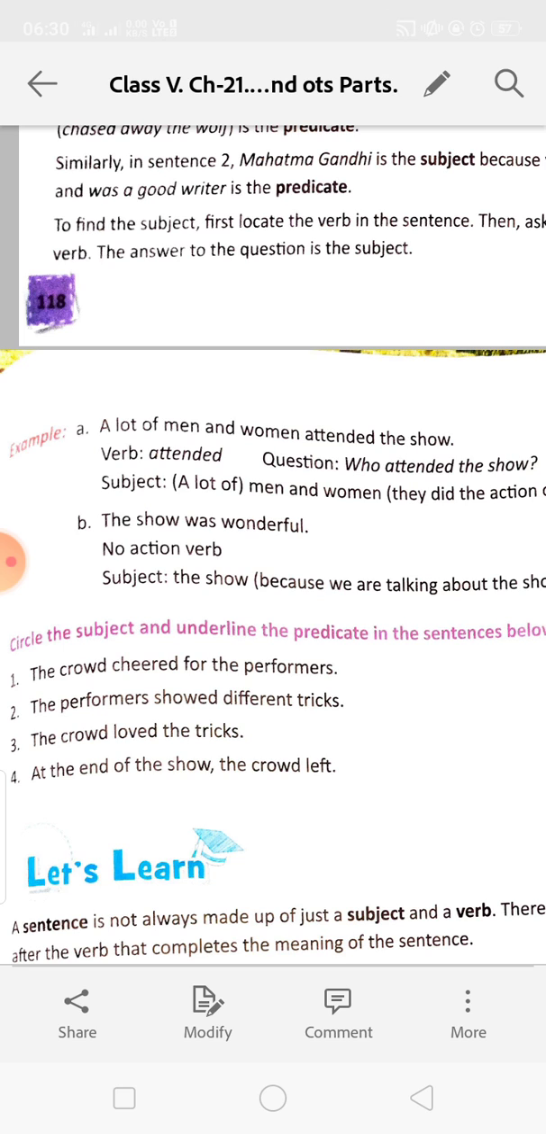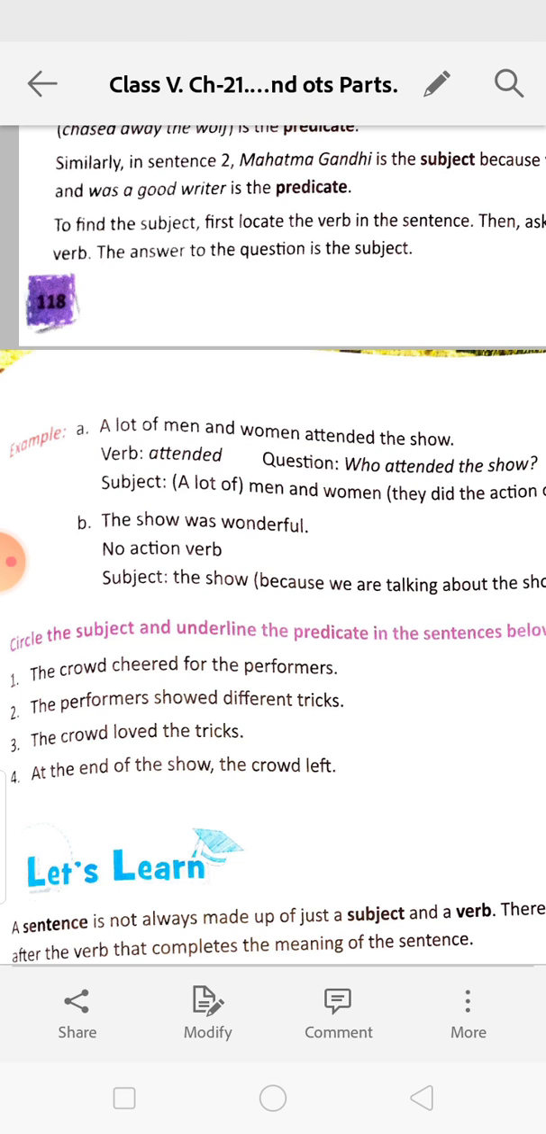The performer showed different tricks. Showed is the main verb. Who showed? The performers. So the performers is the subject and showed different tricks is the predicate. The crowd loved the tricks. Who loved the tricks? The crowd.